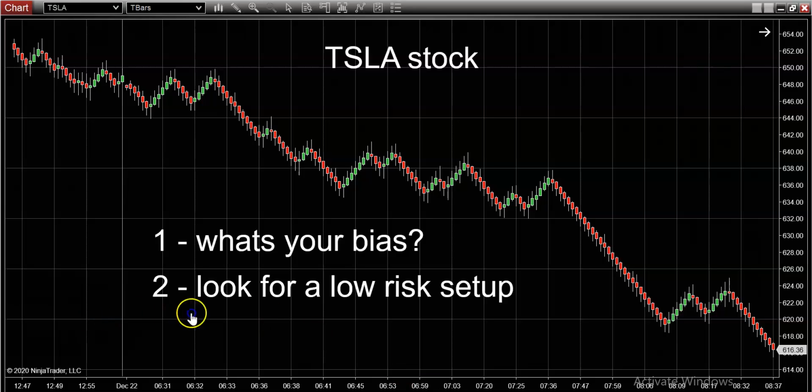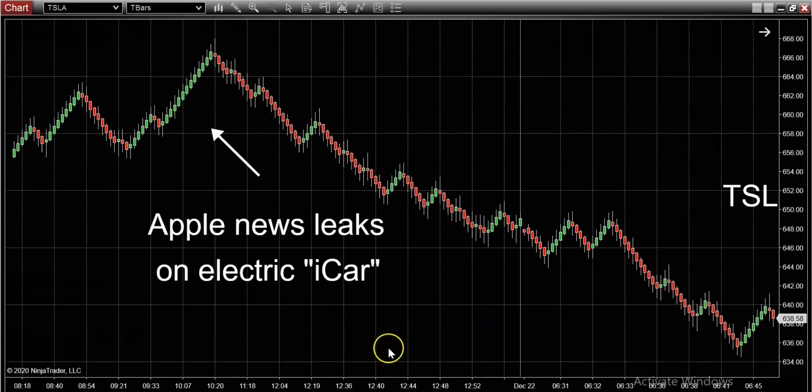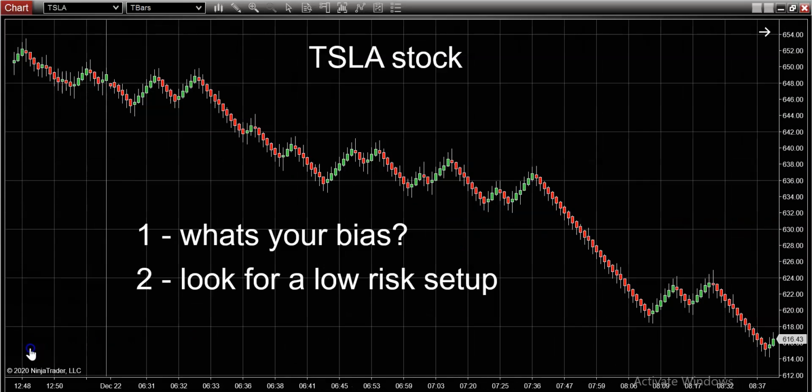Because there's a major competitor coming into the space and potentially taking market share away from Tesla, right? So I've identified my bias. I want to potentially play it from the short side, and I've explained why that is, okay? The fundamentals is a pretty significant issue, okay?